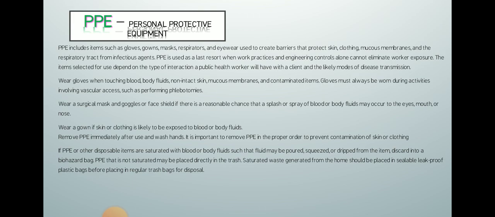Wear gloves when touching blood, body fluid, non-intact skin, mucous membranes, or contaminated items. Gloves must always be worn during activities involving vascular access, such as performing phlebotomies. Wear surgical masks and goggles or face shield if there is a reasonable chance that a splash or spray of blood or body fluid may occur to the eye, mouth, or nose. Wear a gown if skin or clothing is likely to be exposed to blood or body fluid. Remove PPE immediately after use and wash hands. It is important to remove PPE in the proper order to prevent contaminating skin or clothing.